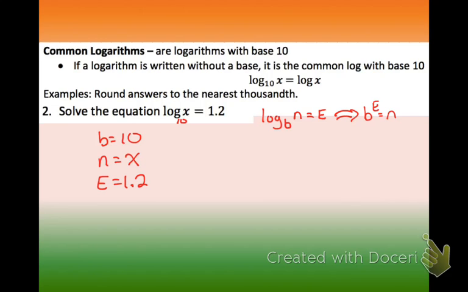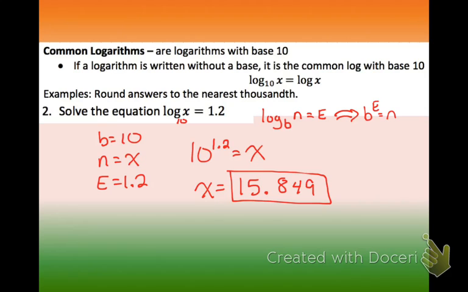So we switch it to exponential form, and this ends up being 10 to the 1.2 equals x, which again, you can just put this into your calculator using the caret key, and you will end up with x equals about 15.849. Again, this is just in your calculator. This one you do have to do your switch here though.